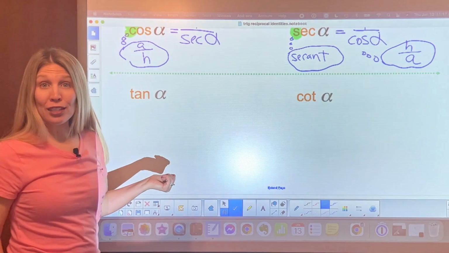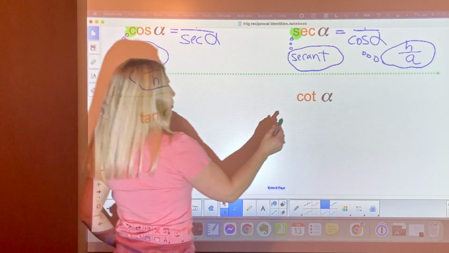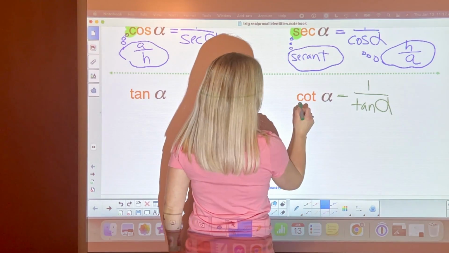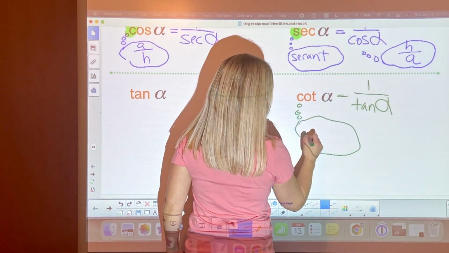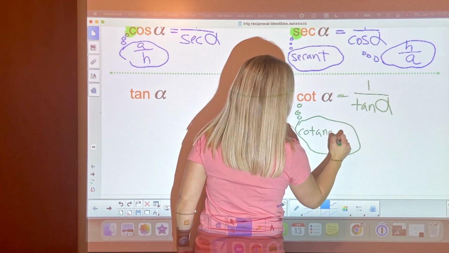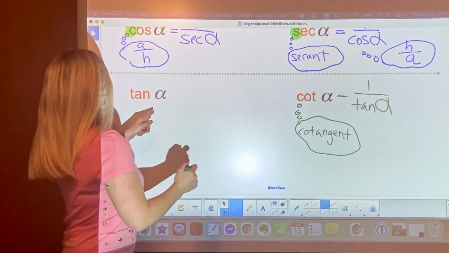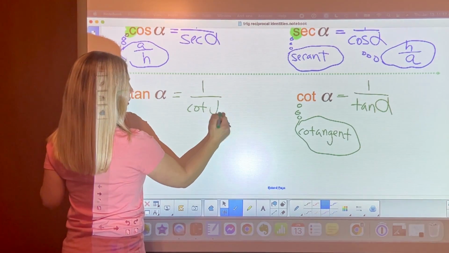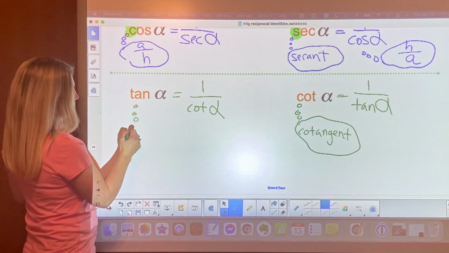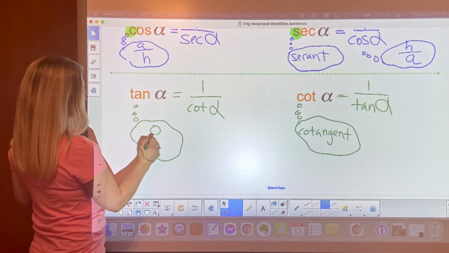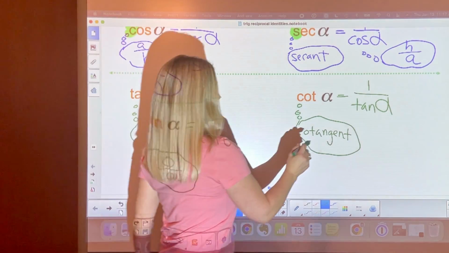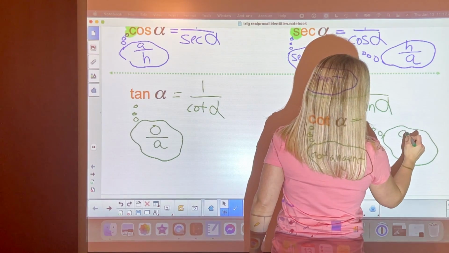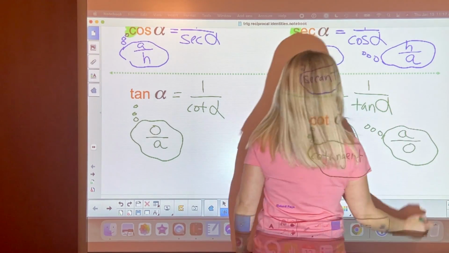Now let's take a look at tangent. Tangent's reciprocal, so 1 over tangent of alpha, is what they call cotangent. So cotangent, which means tangent's reciprocal is 1 over cotangent. And then remember, tangent in SOHCAHTOA is opposite over adjacent, which means cotangent over here is going to be adjacent over opposite.